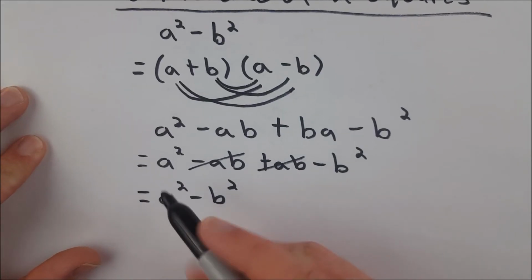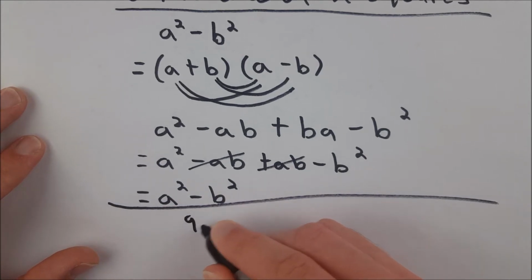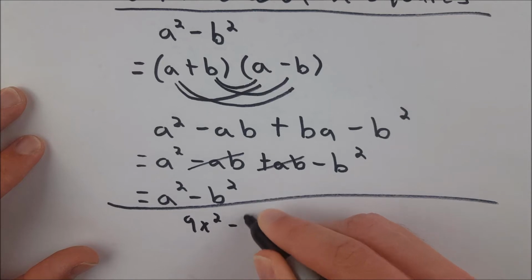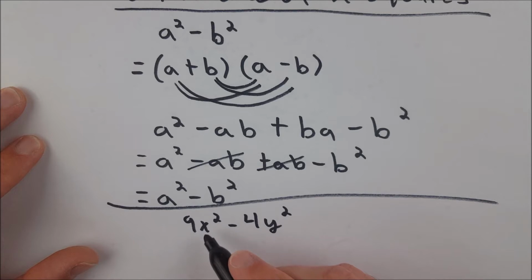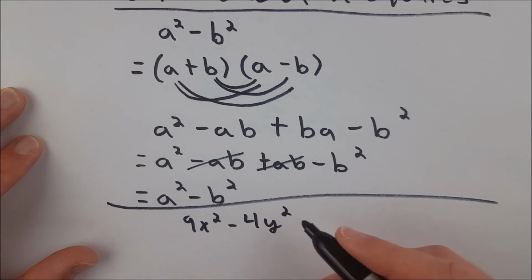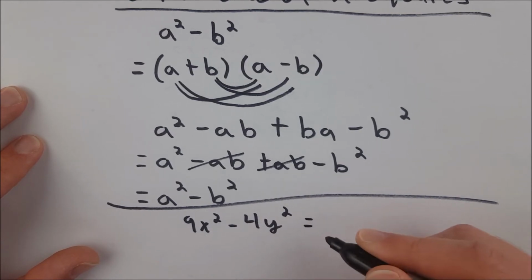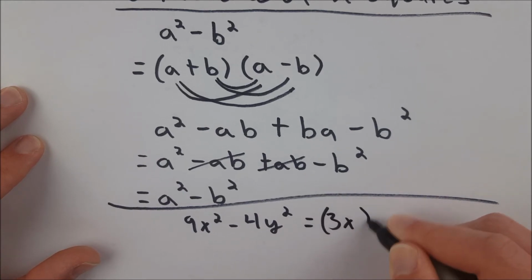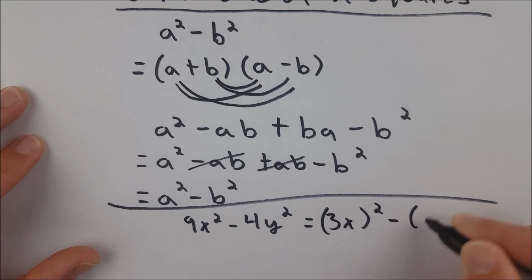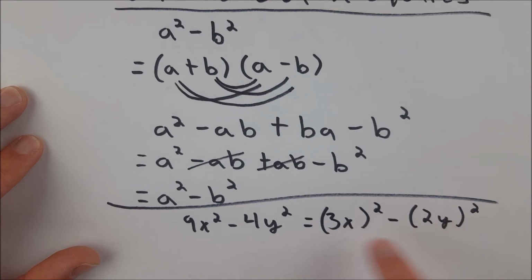Real quick, before we go, let's do it with some numbers. Let's say we wanted to factor 9x squared minus 4y squared. Well, first, we have to represent both of these things as quantities squared. X is squared and y is squared, but neither 9 or 4 are squared. So we could say, we notice that this is equal to (3x) squared minus (2y) squared. So now we've got it as the difference of two squares.